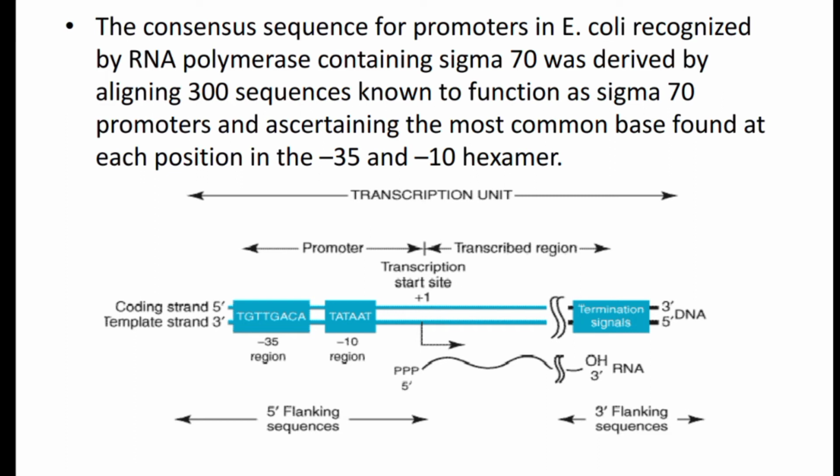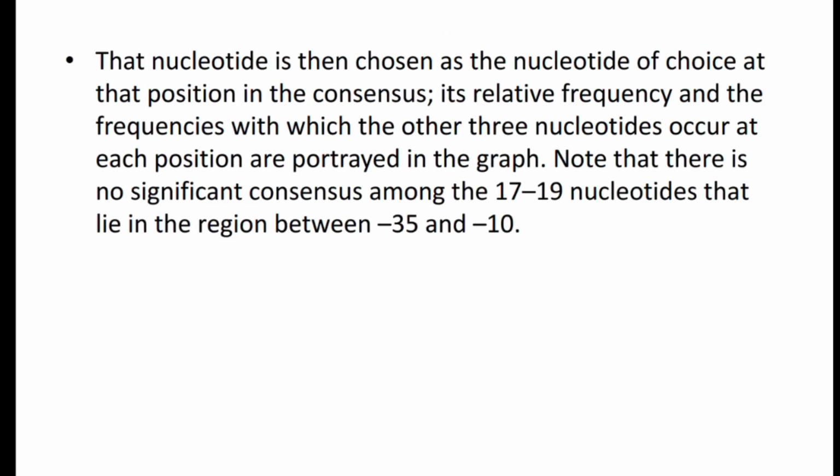The consensus sequence for promoters in E. coli recognized by RNA polymerase containing sigma 70 was derived by aligning 300 sequences known to function as sigma 70 promoters and ascertaining the most common base found at each position in the -35 and -10 hexamer. That nucleotide is then chosen as the nucleotide of choice at that position in the consensus, its relative frequency and the frequencies with which the other three nucleotides occur at each position are portrayed in the graph. Note that there is no significant consensus among the 17 to 19 nucleotides that lie in the region between -35 and -10.